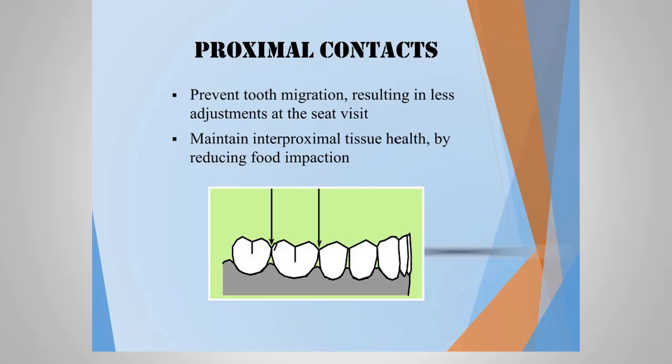Proximal contacts. When I make temporaries, I want to make sure that my temporaries are touching any adjacent teeth mesially and distally. What this does is prevent that prep tooth from moving in any direction, and it also allows us to have fewer adjustments on the back end when we go to cement the final restoration. Also, having proximal contacts maintains the health of the soft tissue around the tooth that we prep, because if we don't have any contact, there sometimes can be food trapping that could irritate and cause the soft tissues to bleed.